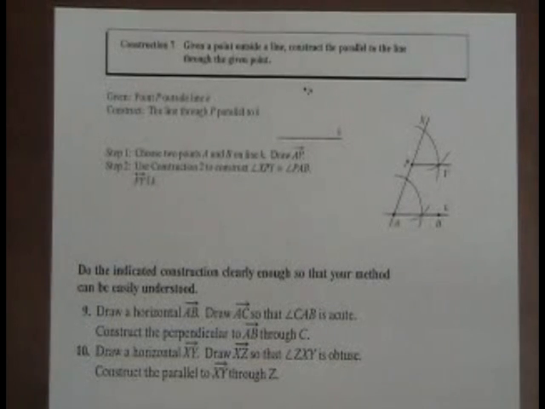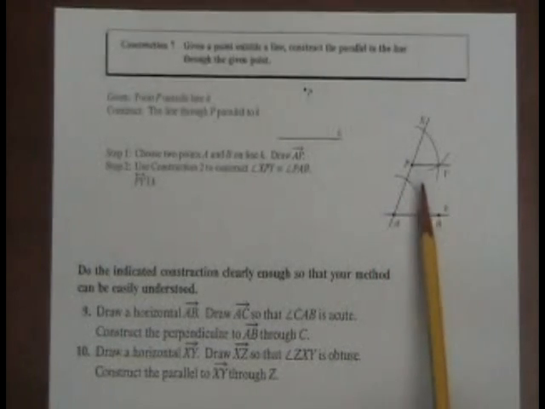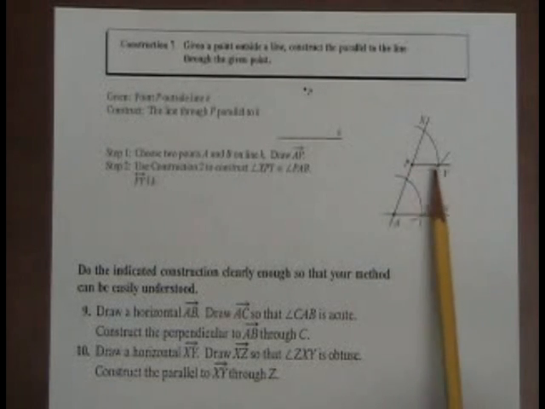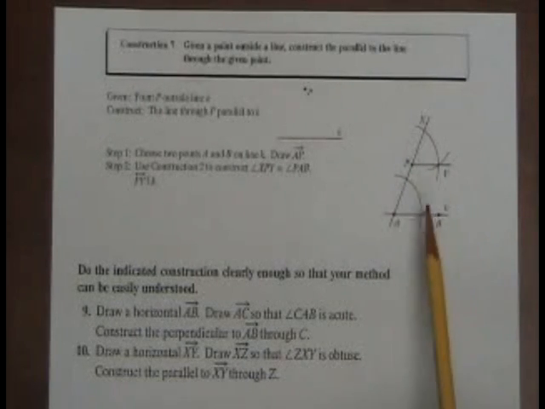All right, kiddos, this is construction 7. Construction 7 says, given a point outside a line, see there's our point outside the line, construct the parallel to the line through the given point. So here we have our line, and we have a point, and now we're going to construct a line that is parallel to this line that goes through that point.